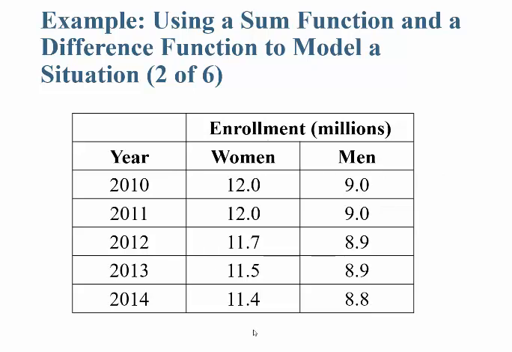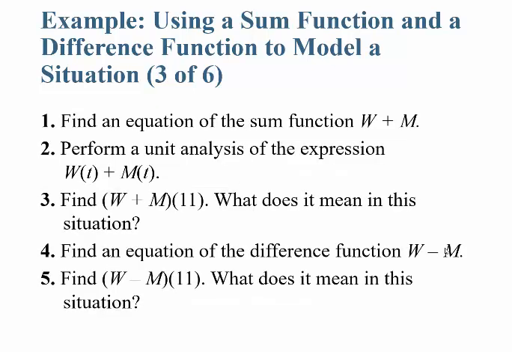First thing you should notice is that women's enrollment, these values are correct, is actually much larger than men's enrollment in college. Okay, so let's do the following. Let's find an equation of the sum of enrollment of women plus men, perform a unit analysis of the expression, find W plus M of 11. What does it mean in this situation? Find an equation for the difference, and find W minus M of 11. And what does it mean in this situation?